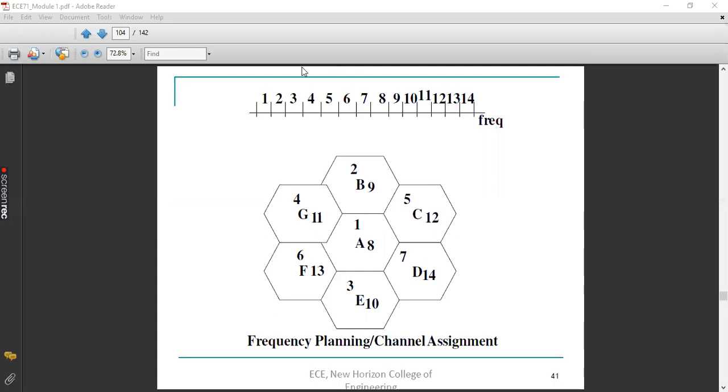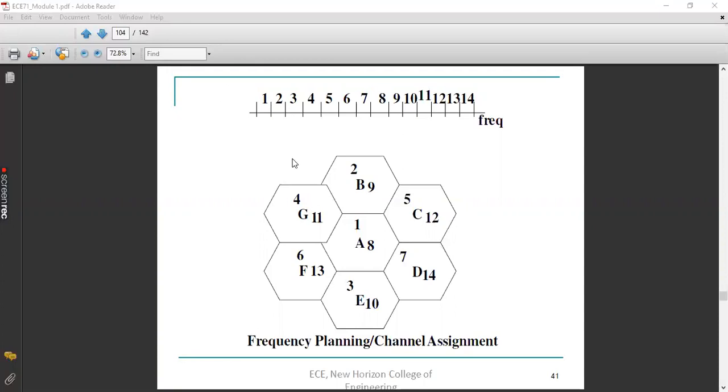And here on the upper side, it is shown that there are 14 sets of bandwidth. One means one set of bandwidth, or one set of frequencies, that will be allocated to one cell, and two means a second bandwidth which is continuous to one. Third is a third bandwidth which is continuous to two. Like that, you have 14 sets of bandwidth to be allocated to the available number of cells in the cluster.